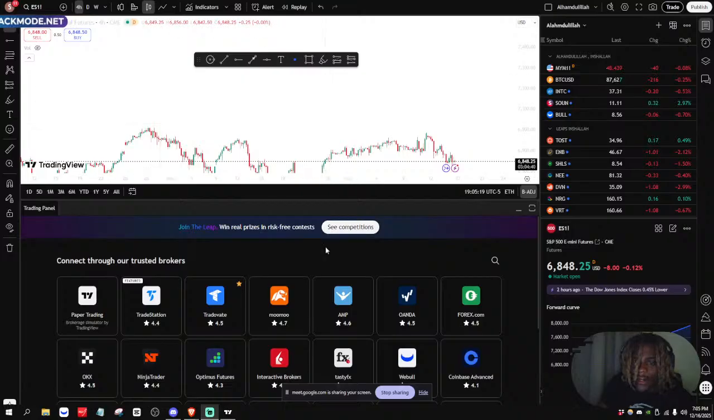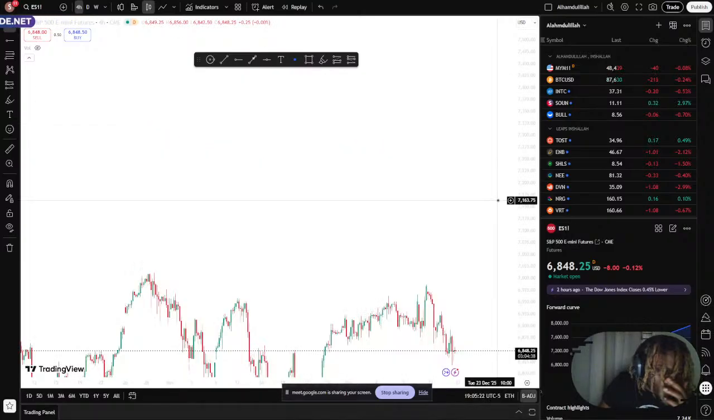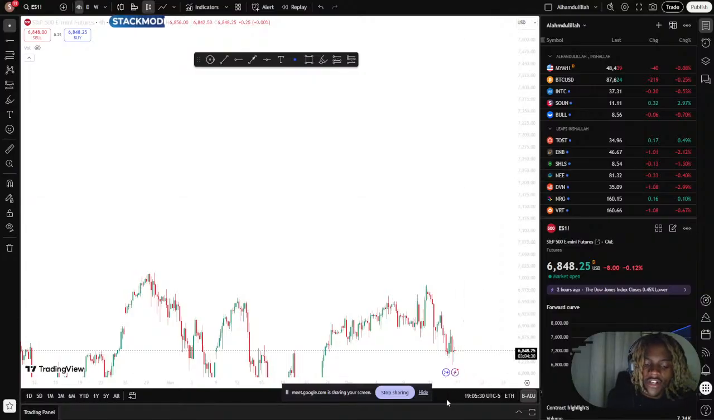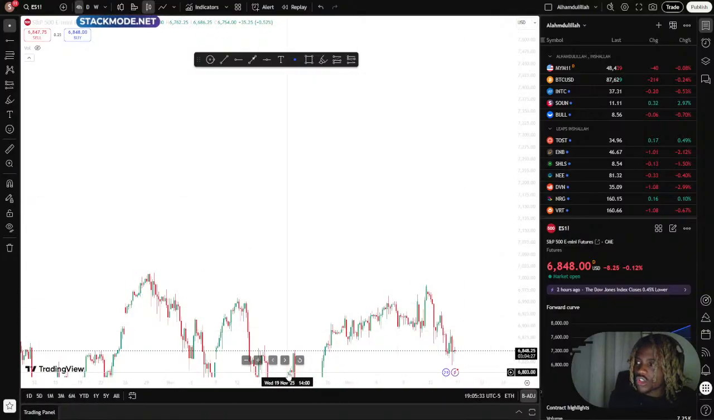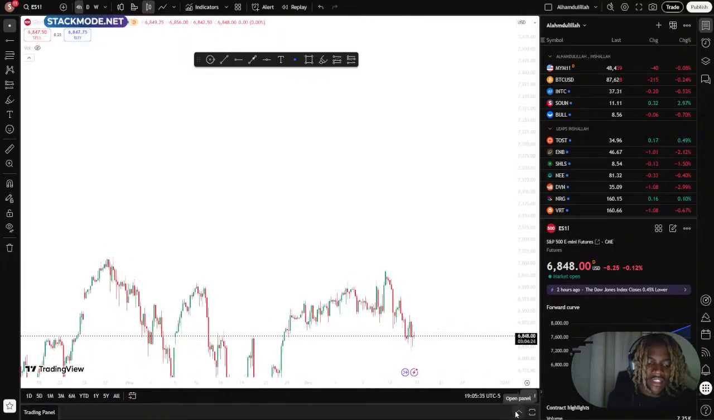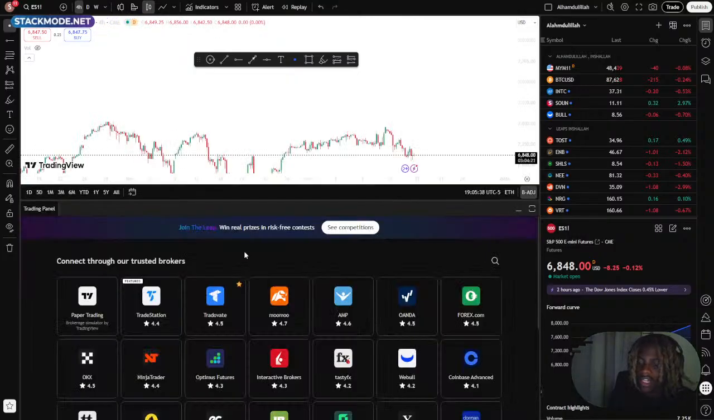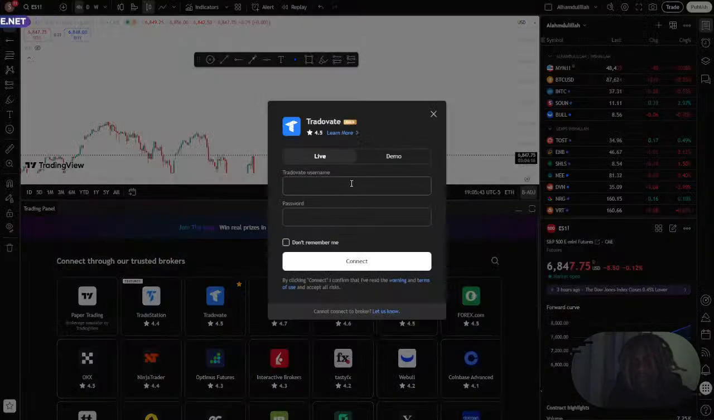Let me screen share. There we go. Hear me? All right, cool. So here on your TradingView, you won't even really have to open the TradeOvate app too much. You could just do everything from TradingView if you want. That's normally how I do it. You would come down to this little arrow, click on TradeOvate, and then from here you'd be able to log in.